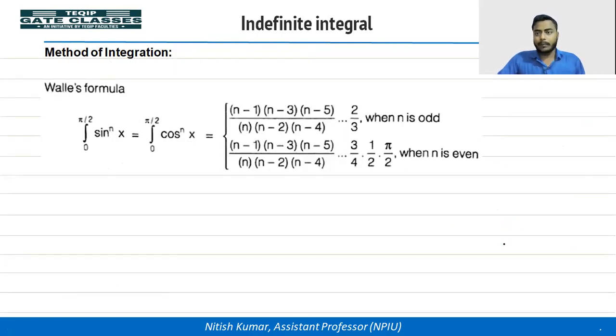Now there are some more formulas that you have to remember when the integration varies from 0 to pi by 2, where sine to the power n x equals cos to the power n x. When n is odd, it will be n minus 1 into n minus 3 into n minus 5 and so on, and in the denominator it will be n into n minus 2 into n minus 4, like this. When n is even, you can apply this formula.